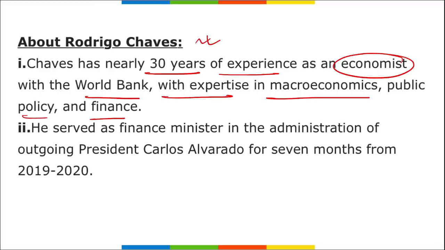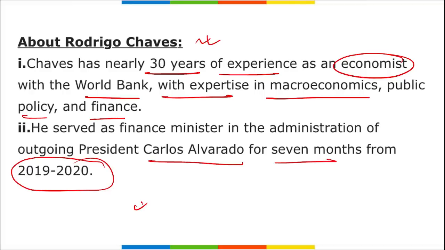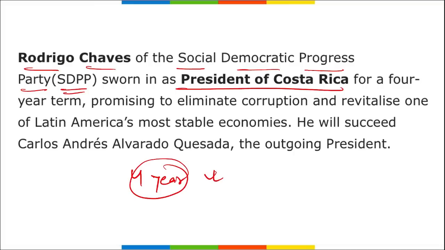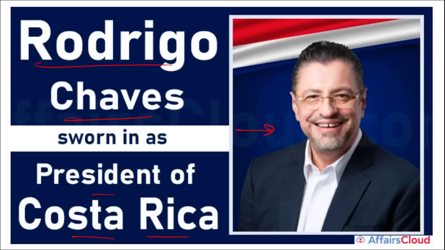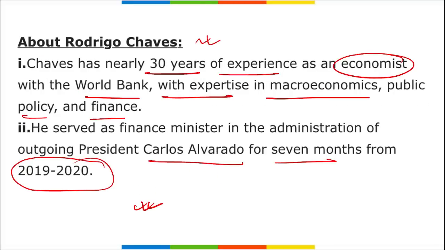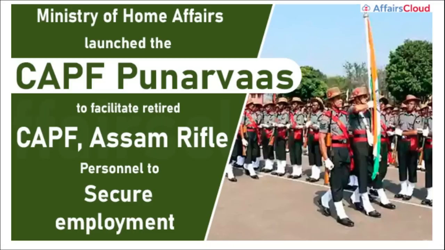He has also served as the finance minister in the administration of outgoing president Carlo Alvarado for 7 months, that is from 2019 to 2020. So he was earlier the finance minister also. He has also worked with the World Bank, and now Rodrigo Chaves has been appointed as the president of Costa Rica.